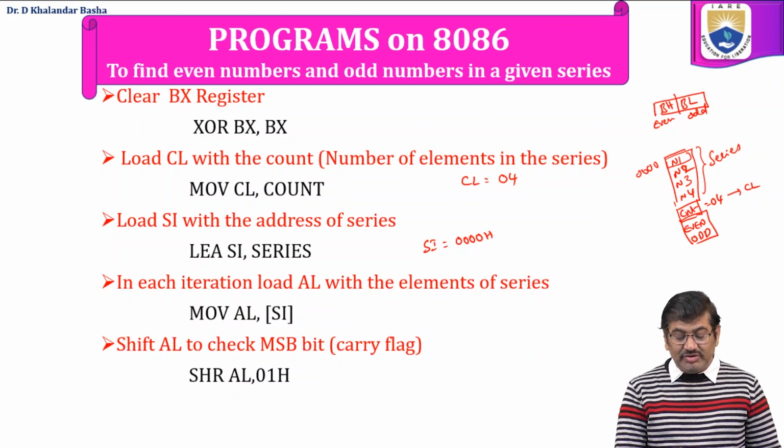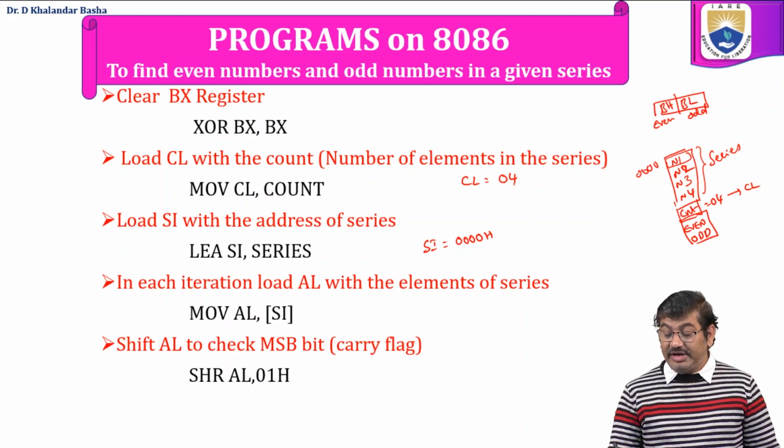What this instruction is going to do is, for each and every iteration, in the first iteration N1 will be copied into AL, in the second iteration N2 will be copied into AL, in the third iteration N3 will be copied into AL, in the fourth iteration N4 will be copied into AL. So each and every iteration it is going to fetch one element of the series.